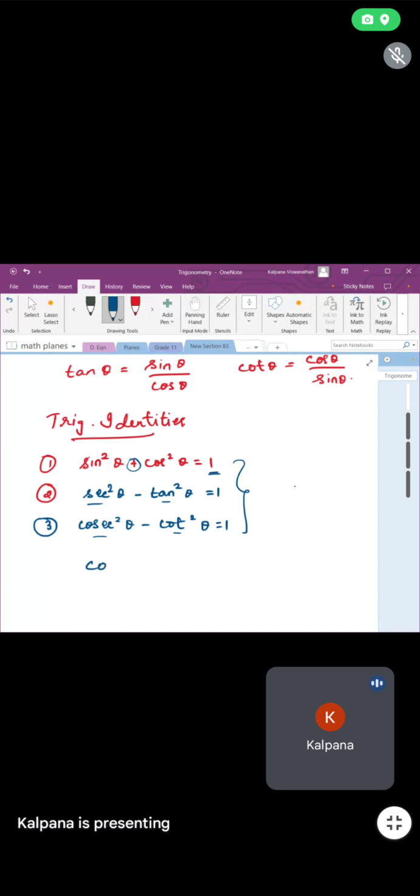So what is cos square theta? 1 minus sin square theta. Very good. Now what is tan square theta? Just modify this. Secant square minus tan square is equal to 1, so tan goes to the other side. Tan square theta is secant square theta minus 1. Can you understand?